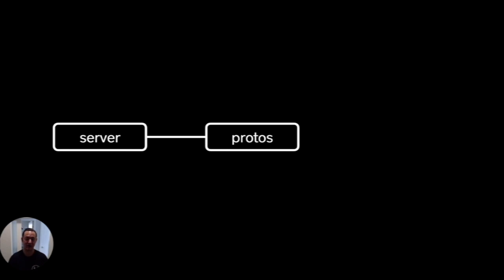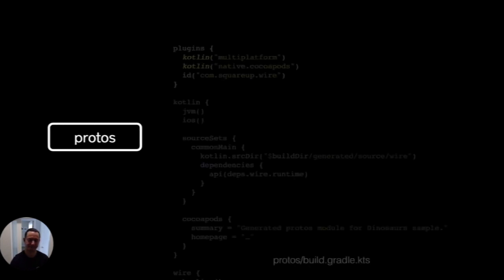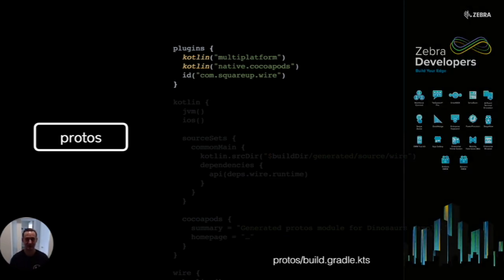Then we'll add a server app that will rely and basically depend on the Protos module. We'll add Android and iOS apps, and also add a command line application, just for doing some experiments with our Protos. Let's start with configuring the Protos module. We'll start with the build Gradle file. You can see that we're using the Kotlin Multiplatform Gradle plugin because Protos is going to be a multi-platform project consumed by different parties in our system.